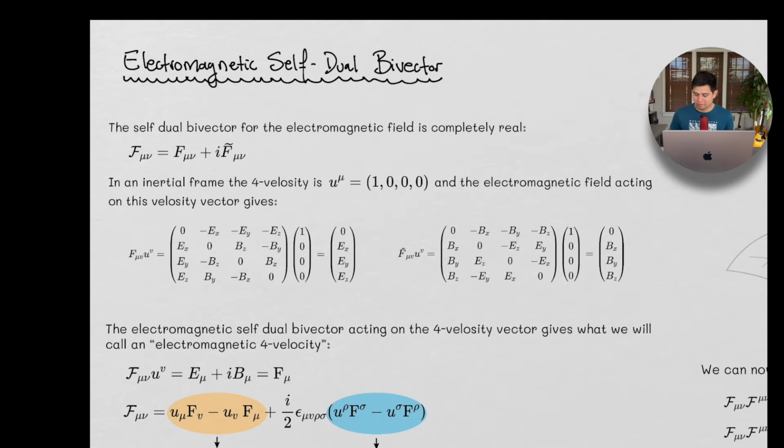So today we're going to be talking about the electromagnetic self-dual bivector. We're starting to put a lot of things together, and with these tools we're going to be able to understand how to implement this into a Lagrangian formalism and how to implement it into the electromagnetic stress energy tensor.